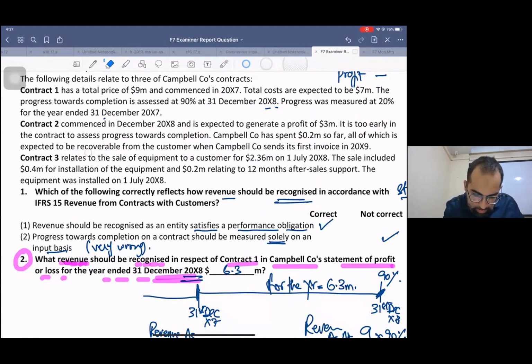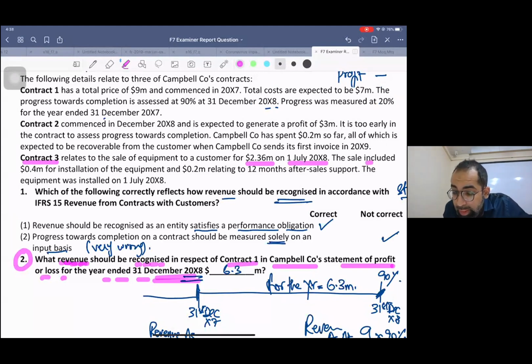See this contract 3. Contract 3 relates to the sale of equipment to a customer for 2.36 million. Total 2.36 million, and highlight the date. The date is also very important. 1st July x8, that means the middle of the year.